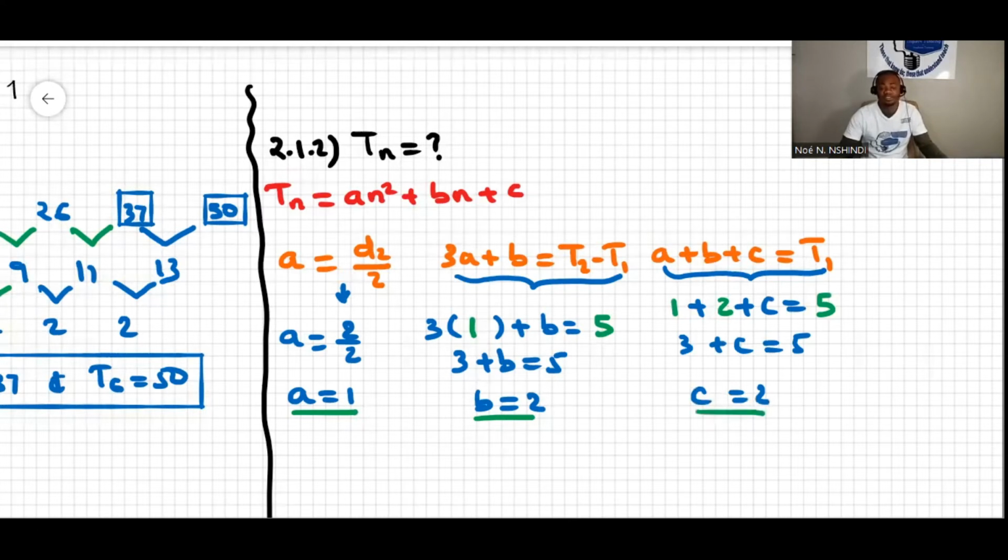Then we can substitute these values in the main formula there, Tn, which will be a is 1, so 1n squared, so just n squared, plus bn, which is 2n, and then c is just equal to 2. So we find Tn.